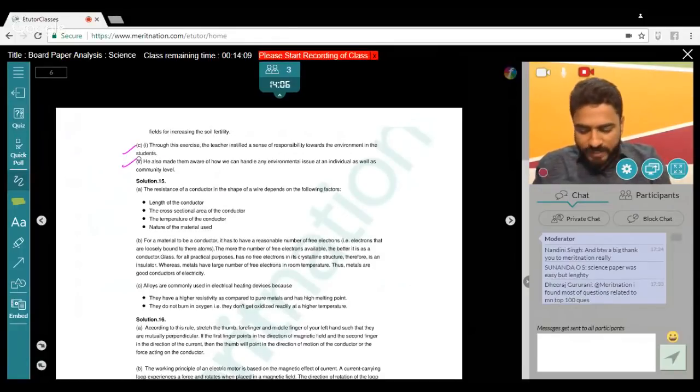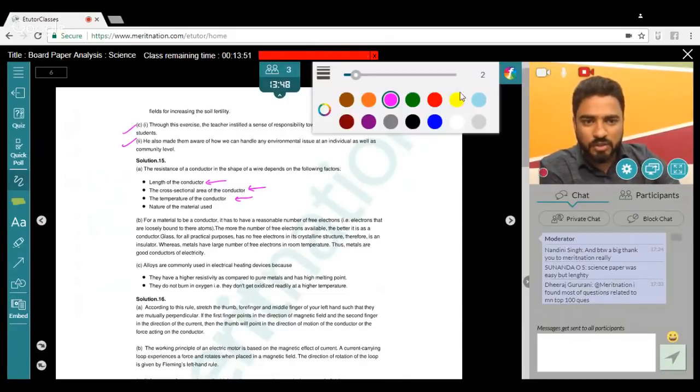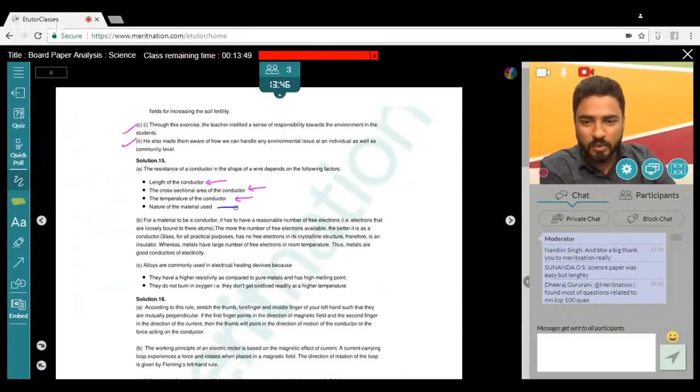Okay, moving on to the 15th question. What is the resistance of a resistor dependent on? If you recall the relationship of resistance with resistivity, length, and area, R is equal to rho L by A, you would have got the correct answer, and you would have at least mentioned these 3 points. I am not sure if you have also mentioned the 4th point over here, that is the nature of the material.